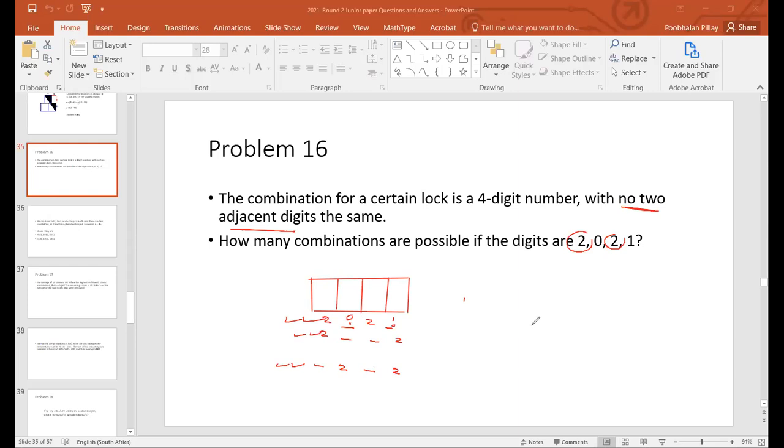So altogether there are 6 possible combinations. So you have to count every one of them. There's a systematic way of doing it, so you're not missing out anything. That is the challenge in these counting problems.